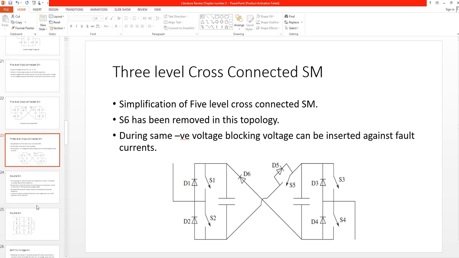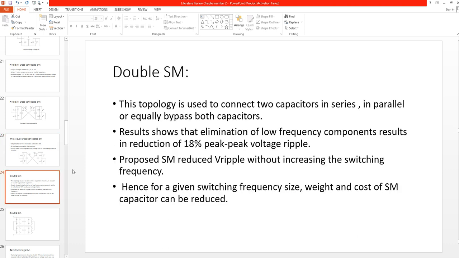Now the next topology that we are going to discuss is basically a double submodule topology. This topology can be used to connect two capacitors in series, in parallel, or equally bypass both capacitors. This is the beauty of this topology.